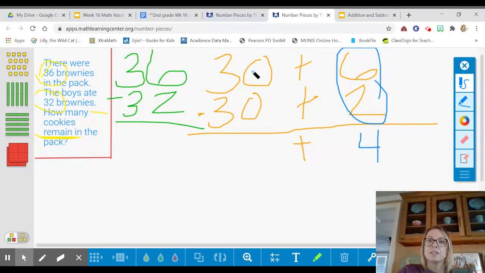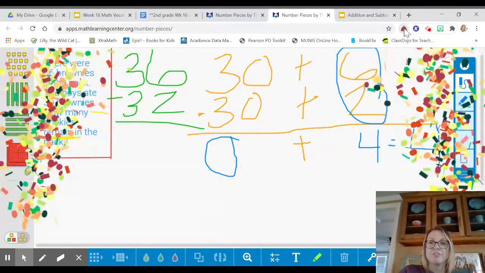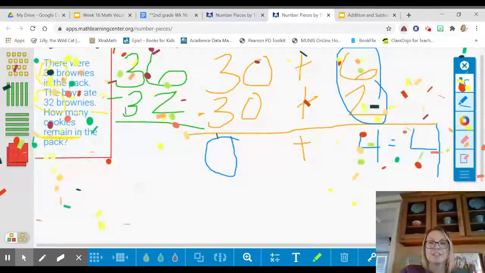3 minus 3 is 0. So if I have 30 minus 30, it's also going to be 0. So then I'm going to look at that, and 0 plus 4 is 4. That's right, boys and girls. So there were 4 brownies left in the box. Good job if you got 4, boys and girls.